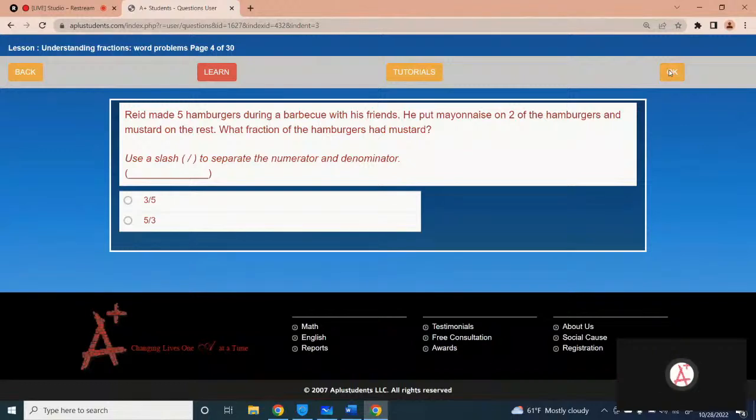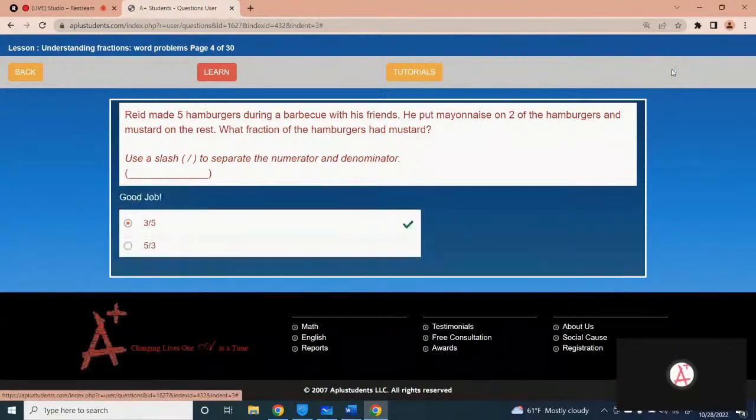Got it? So out of the 5, 2 of them have mayonnaise. So how many of them have mustard? 5 minus 2 is 3, and then the fraction is 3 over 5. Got it? That is the fraction for the hamburgers that had mustard. Got it? So it would be 3 over 5. Just select the correct option and click on the OK button.